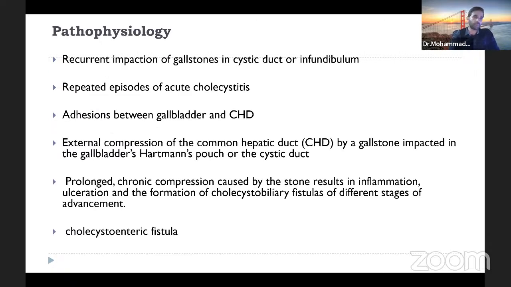What is the pathophysiology? Because of recurrent impaction of gallstones on the cystic duct and infundibulum, with repeated episodes of acute cholecystitis, adhesions are formed between the gallbladder and the common hepatic duct that can lead to impaction of the gallbladder and the Hartmann's pouch, cystic duct. The prolonged compression caused by the stone results in inflammation, ulceration, and formation of a fistula in the different stages of advancement, or in some instances, cholecystoenteric fistula.